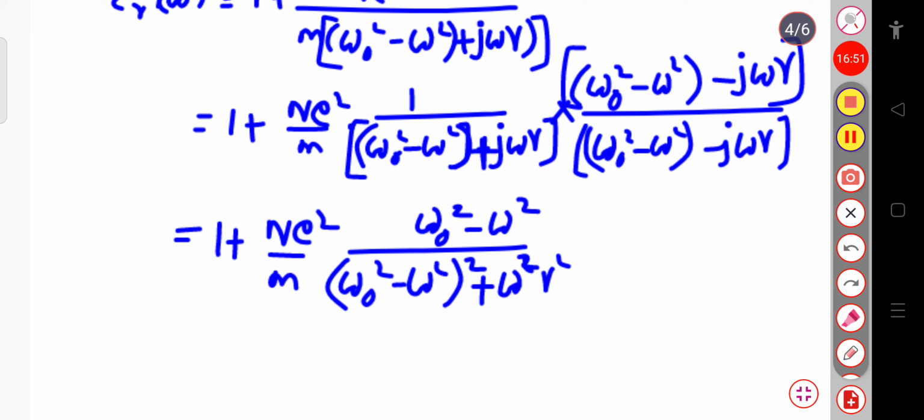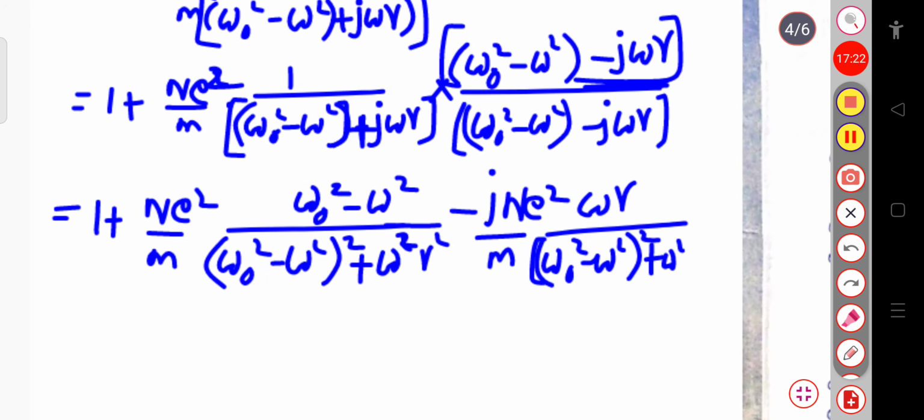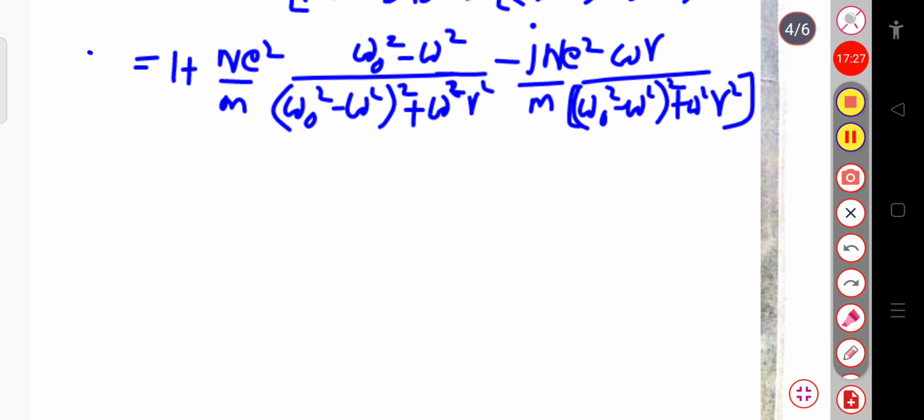This is your real part. Similarly, for the imaginary part, minus j omega gamma is present here, so this will be minus j, and here also the term ne square by m has to be multiplied. This is ne square divided by m multiplied by omega gamma divided by omega naught square minus omega square whole square plus omega square gamma square. So this is nothing but your epsilon r of omega.